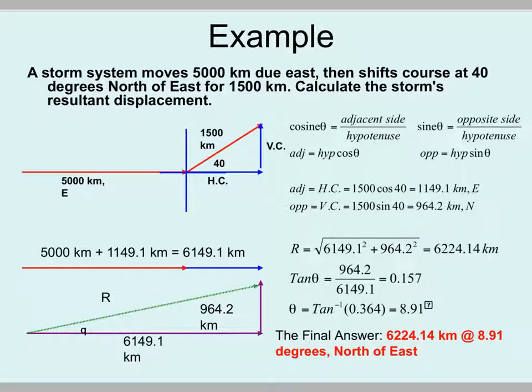One additional thing that I want to make note of is this area right here. That number's wrong. What should be in that place is 0.157. So this right here was a mistake, and if we took the 964.2 divided by 6149.1, we get 0.157. We take the inverse tangent of 0.157, and that's where we get this 8.91 for our angle.